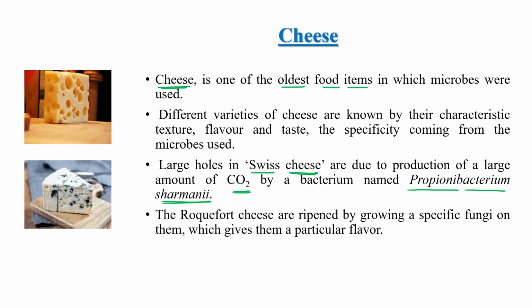Another type of cheese is having green color inside it. And this type of cheese is known as Roquefort cheese. Okay, and this type of cheese is ripened by growing a specific fungi on them, which gives them a particular flavor as well. So for a particular flavor, sometimes some companies use that specific fungi to ripen this Roquefort cheese.